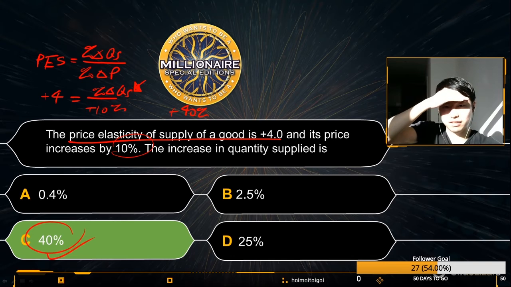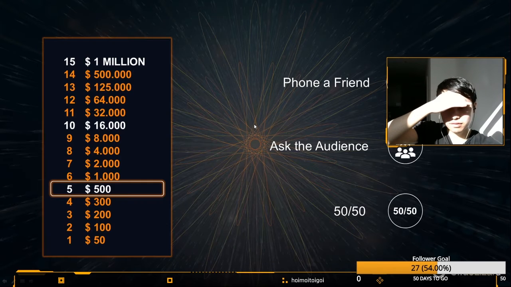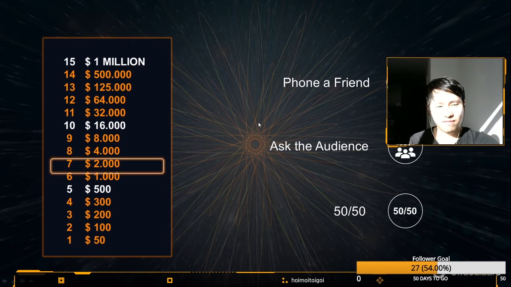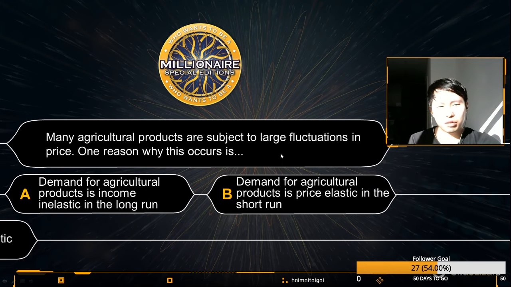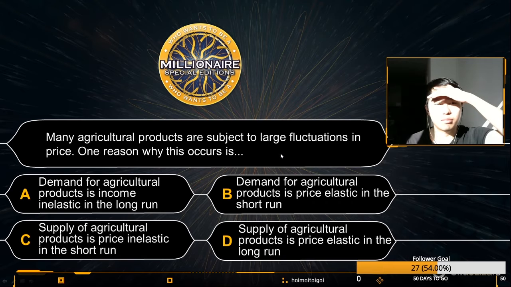Okay, next question. For $2,000. Many agricultural products are subject to a large fluctuation in price. One reason why this occurs is A. Demand for agricultural products is inelastic in the long run. B. Demand for agricultural products is price elastic in the long run. C. Supply of agricultural products is price inelastic in the short run. Or D. Supply of agricultural products is price elastic in the long run.